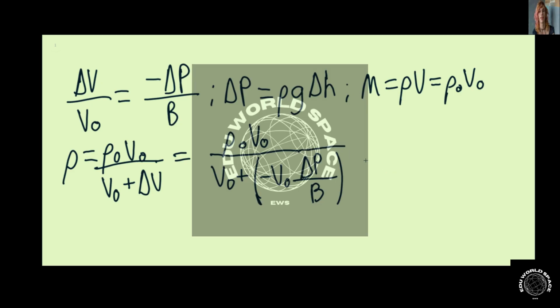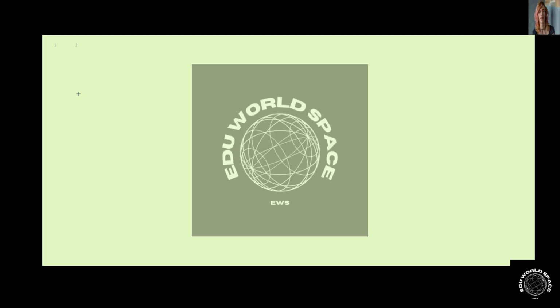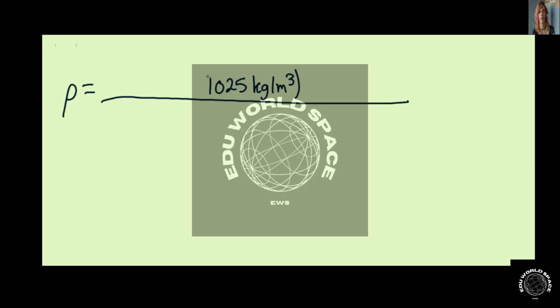So at this point, this is going to be equal to the density at the surface divided by 1 minus the density at the surface times the acceleration due to gravity times h, the depth, divided by B, the bulk modulus. And at this point, we can actually solve. So rho, the density at 5.4 kilometers, will be equal to 1,025 kilograms per cubic meter. This would be the density at the surface.